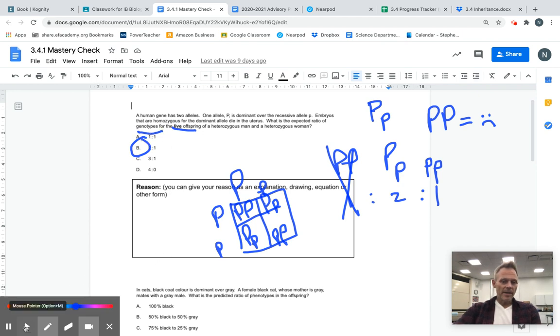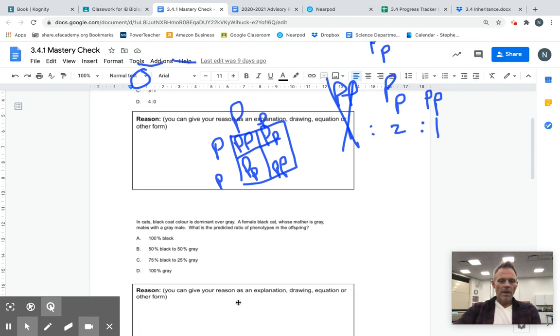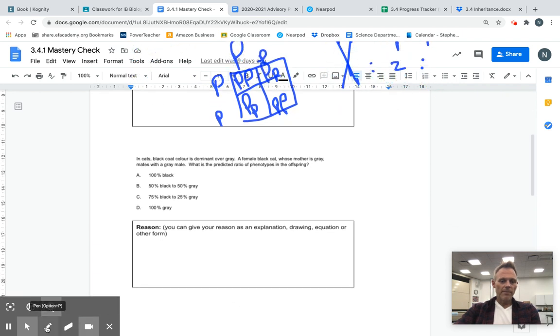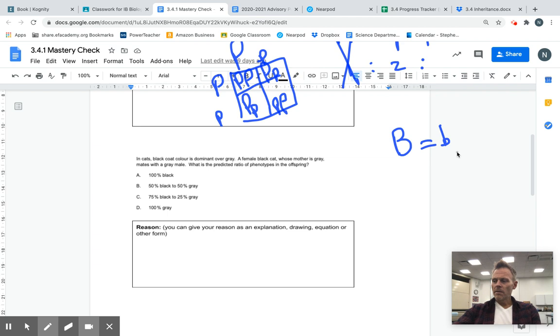All right, so let's look at the next one. This is a very typical IB question when they tell you about the individual's parents. So in cats, black color is dominant over gray. So let's say big B equals black, and little b is the allele for gray.